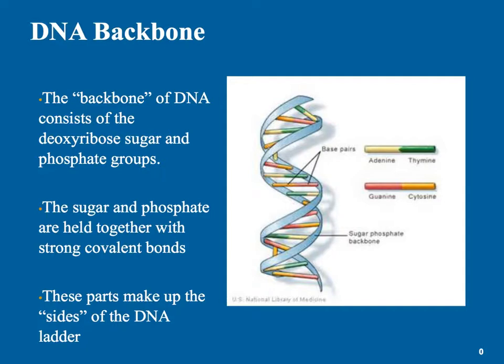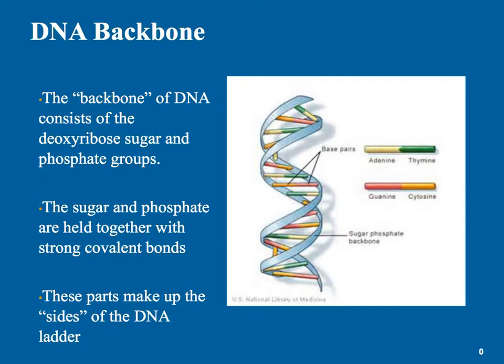And then the rungs of the ladder, the inside, again right here, are held together by a hydrogen bond, and we want that to be a weak bond so that the cell doesn't have to spend too much energy to split those apart. And when it splits apart, you're going to have one side and another side, and each of those strands can be used to make copies of the DNA molecule. So at the end of DNA replication, you're going to have one old strand and one new strand.